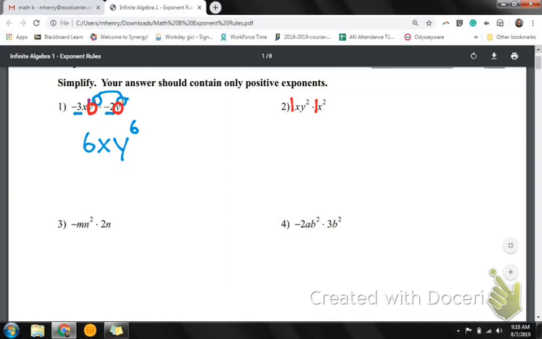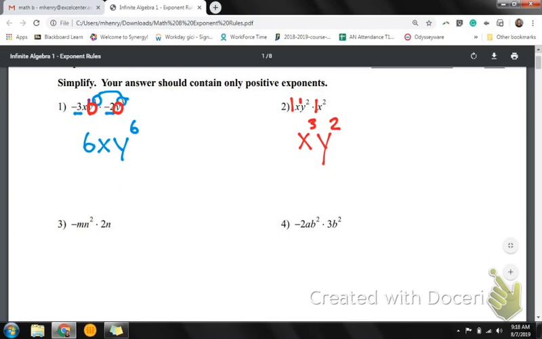How many x's do we have total, Jose? 3, right? Because there's a 1 right there. 1 plus 2 gives me x to the third. How many y's do we have, April? 2. So y squared. And you're writing them together because it's still one term.